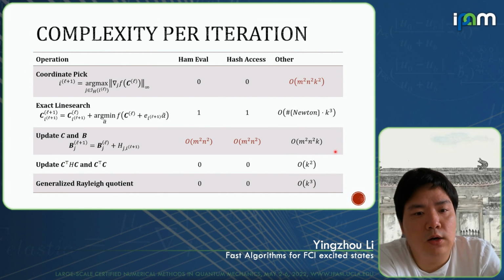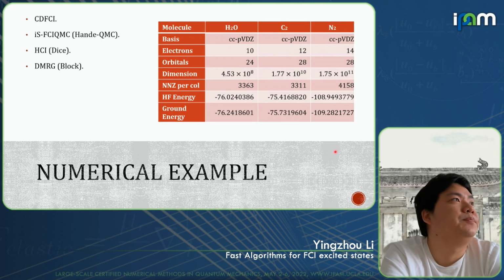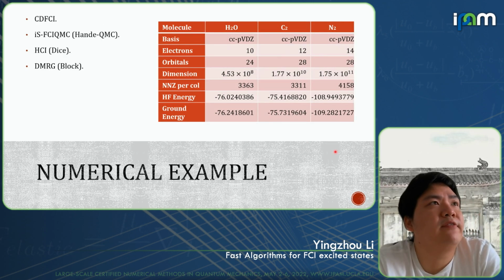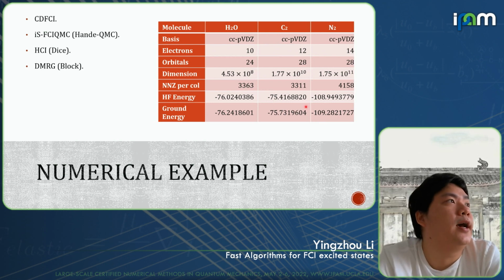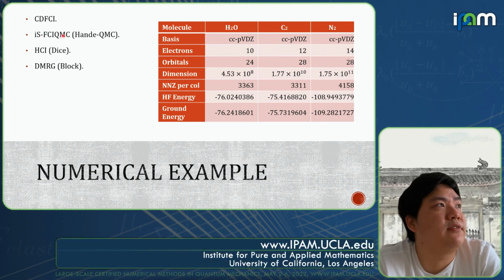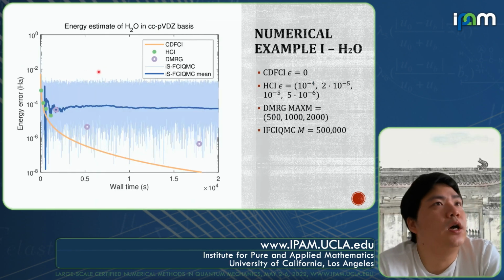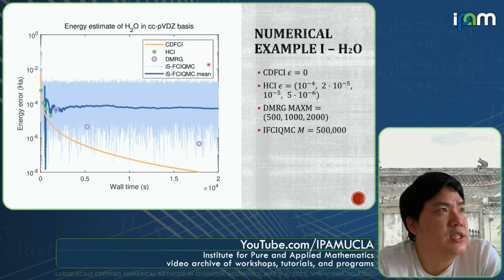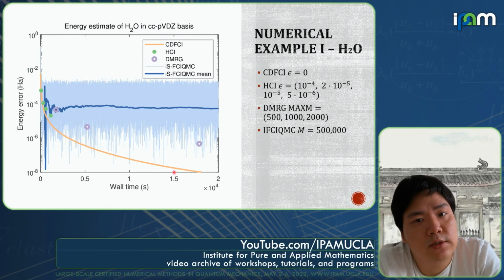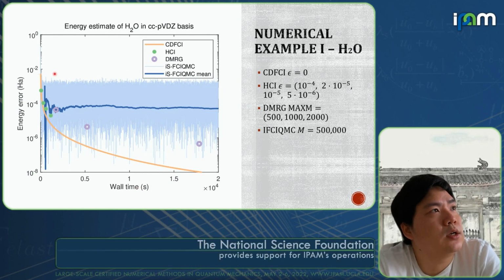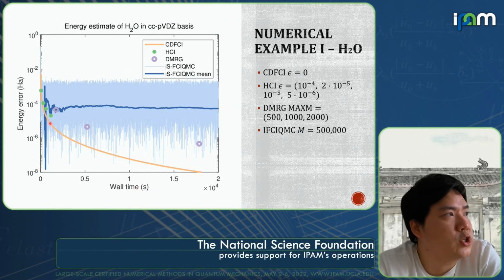Now let's take a look at some numerical examples. Essentially here we only have water and the nitrogen dimer. Carbon is included in the paper, but not on the slides. We compare against ISCI, KMC, HCI, and DMRG. This is the result from CDFCI for the ground state, so this is a single vector calculation. As we can see, CDFCI is the orange curve.